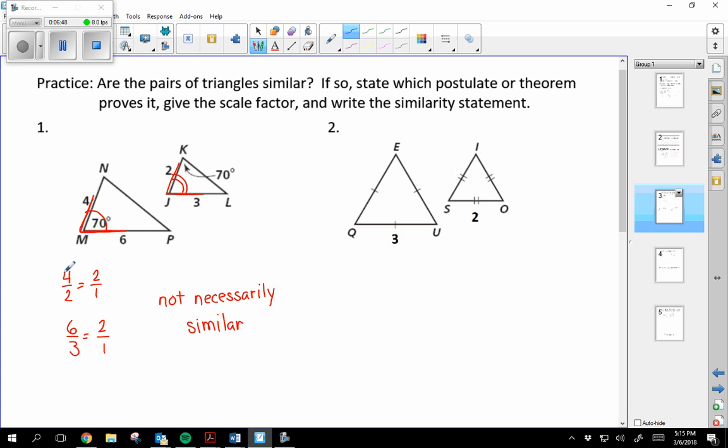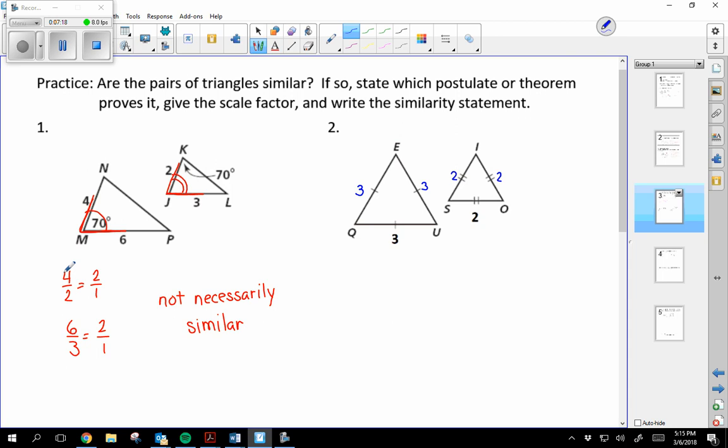As I move on to question 2, this is a really unique problem. The larger triangle, EQU, is an equilateral triangle. The smaller triangle, ISO, is also an equilateral triangle. Well, that means all of these sides would be 3. All of these sides would be 2. So aren't we going to get the same ratio every single time?